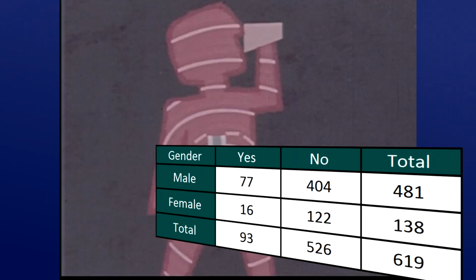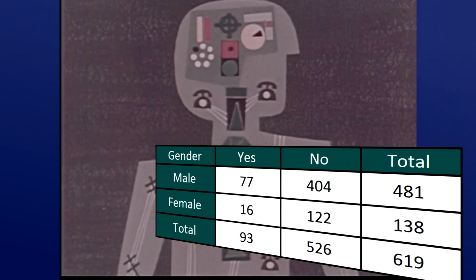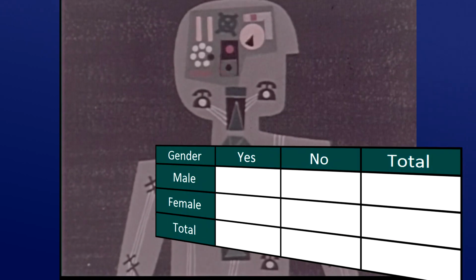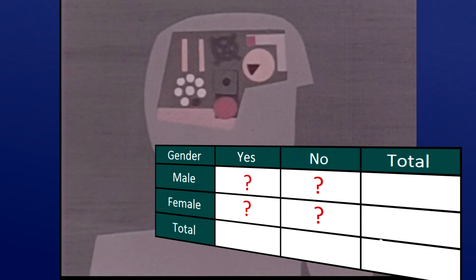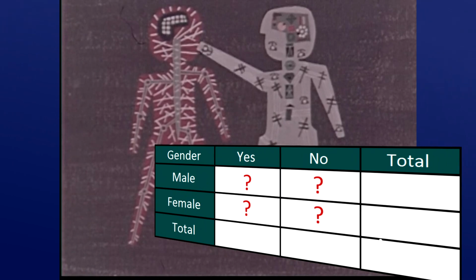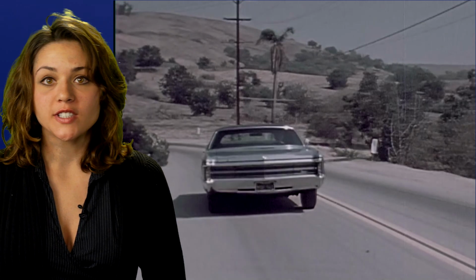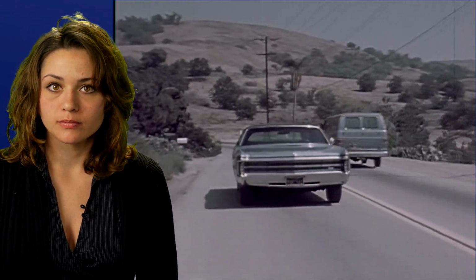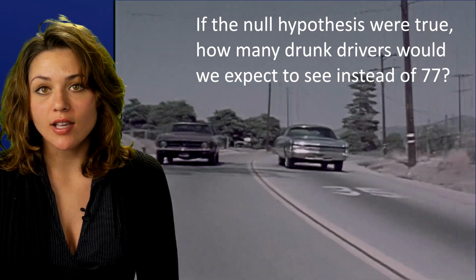Here, the gender and drunk driving data are represented by the observed counts. To represent the null hypothesis, we're going to calculate another set of counts, the counts that we would expect to see instead of the observed ones if drunk driving and gender were really independent, that is, if the null hypothesis were true. For example, we actually observed 77 males who drove drunk. If drunk driving and gender were really independent, if the null hypothesis were true, how many male drunk drivers would we expect to see instead of 77?